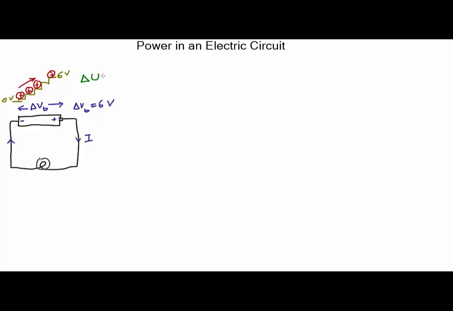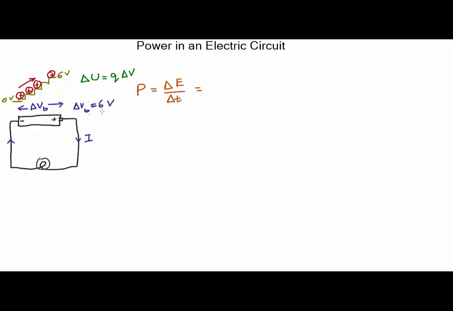And you know from our previous discussions that delta U simply equals Q times delta V. So the total potential energy gained is equal to the amount of charge the battery moves from the left end to the right end times the potential difference across the battery. While all this is good, it's actually more useful to talk about the rate of energy supplied by the battery. So you know that the time rate of energy is defined as power, and power equals the change in energy over the change in time.